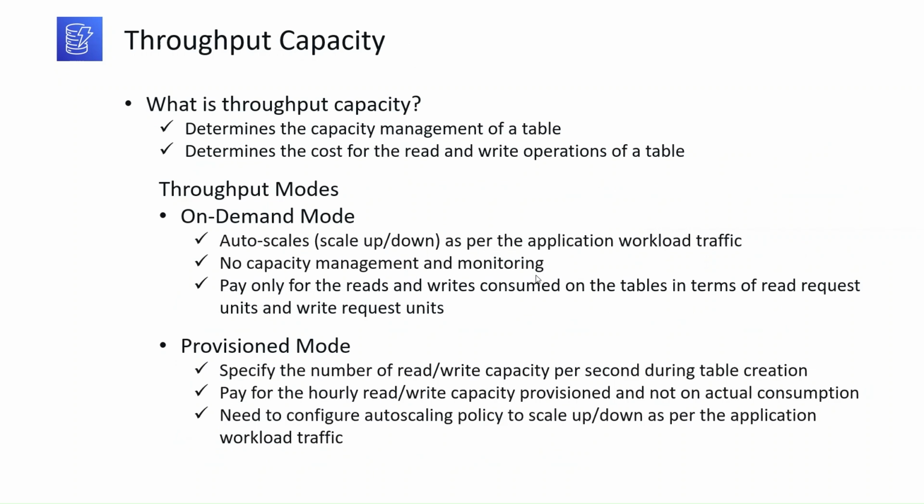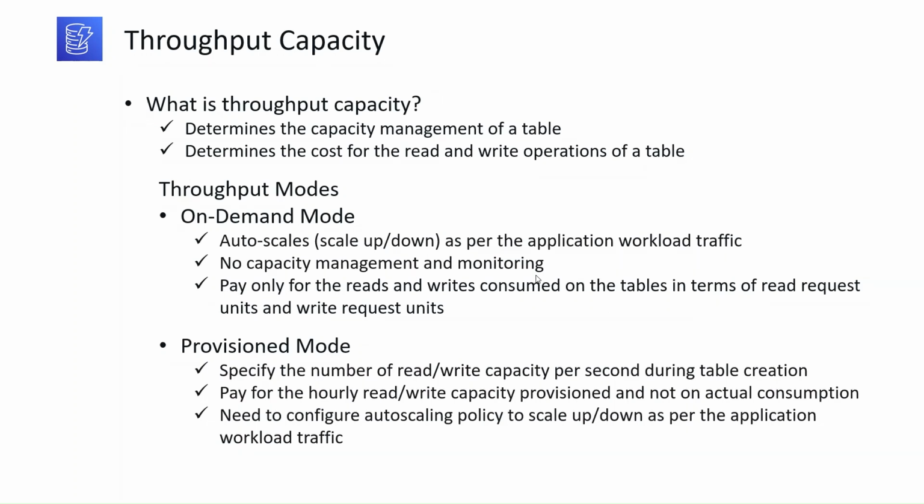In on-demand mode, DynamoDB automatically scales up or down to accommodate the most demanding workload traffic without capacity planning. In this mode, we only pay for the throughput actually consumed, that is, we are billed per read or write request and not for the unused idle capacity.